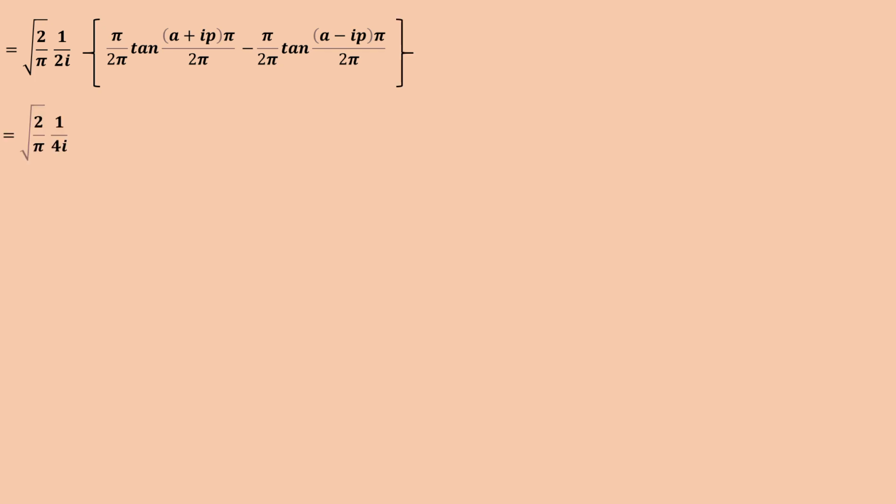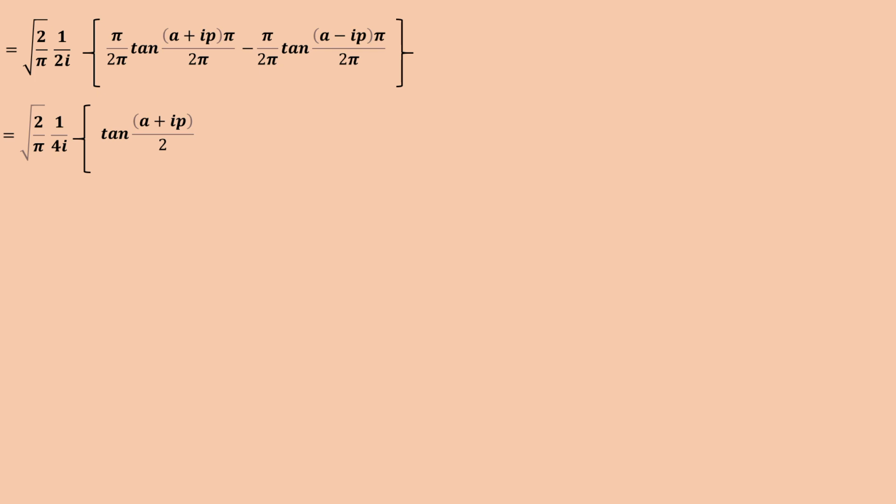So that is equal to root 2 divided by pi, 1 by, so we are taking 2 outside, right, because in the previous step pi by 2 pi and pi get cancelled, so you will get 1 by 2. Similarly in the second term, minus pi by 2 pi and pi get cancelled, so you will get 1 by 2. So 1 by 2 is common, take it outside. Already you are having 1 by 2i outside. So 2 into 2, you will get 1 by 4i into tan a plus ip by 2, right?